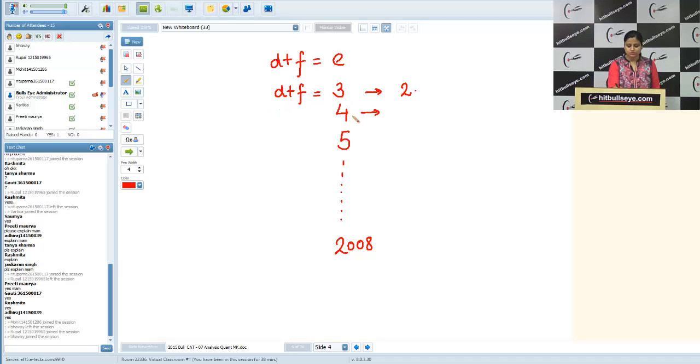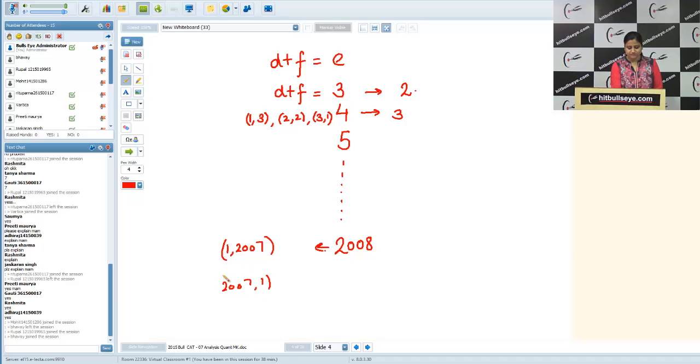d plus f, the total should be 4. It can be 1, 3. I'm not going into any equation or formula because that is easy, I think. It will be 3. Now coming to this, the first solution possible is 1, 2007 and the last will be 2007, 1. So in total, there are how many possibilities? 2 plus 3 plus 4 plus so on up to 2007.